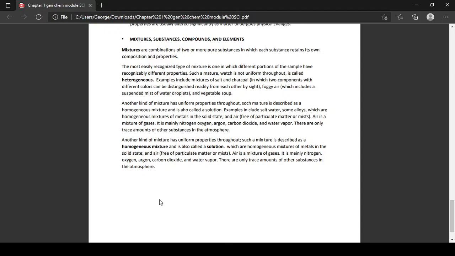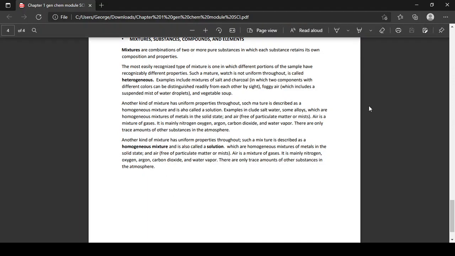Next, we discuss homogeneous mixtures, kids. The hetero is not uniform throughout. You can distinguish the difference of one from the other. Therefore, it is a heterogeneous mixture. Now, kids, another kind of mixture that has uniform properties throughout is called your homogeneous mixture. Another name for your homogeneous mixture, kids, is called a solution.